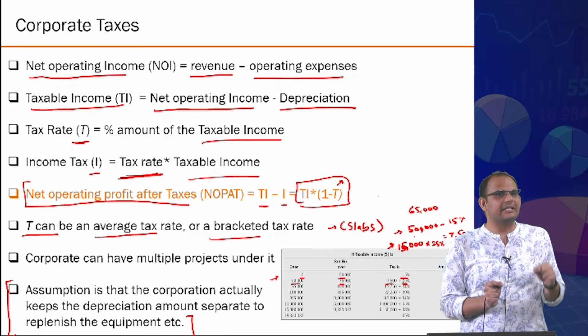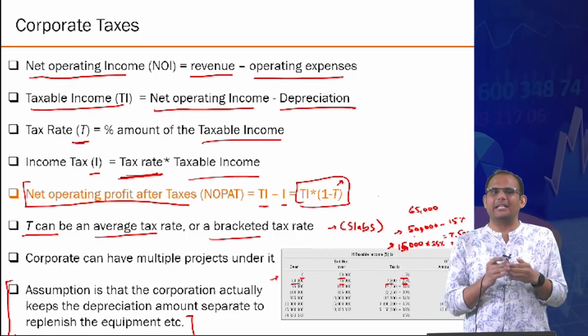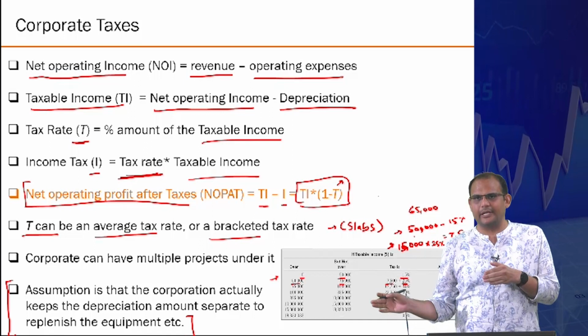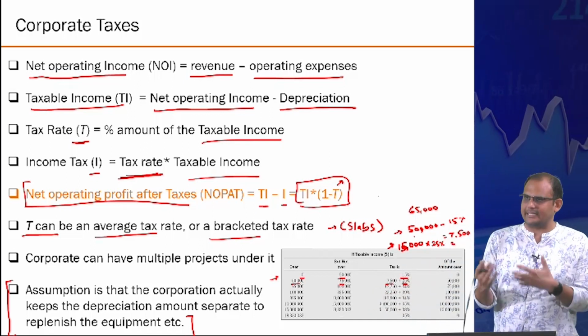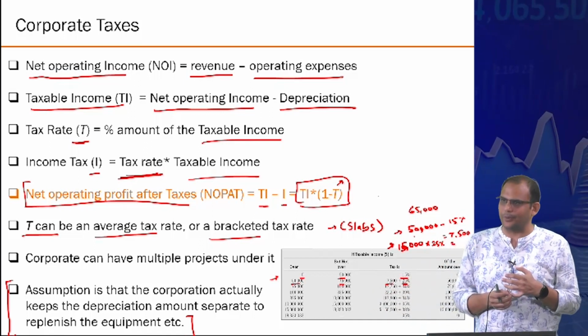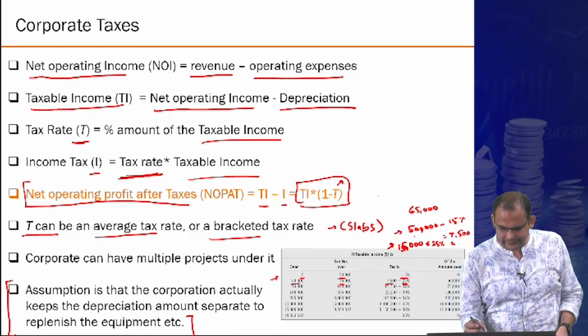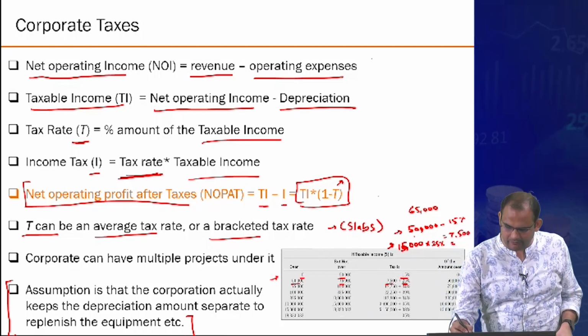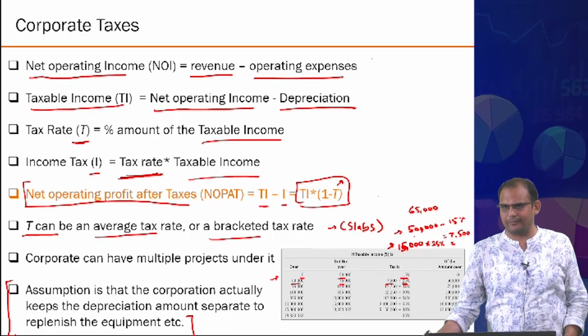Depreciation amount is considered as a real cash flow, money that you have kept aside in order to replenish your asset once the requirement comes. So therefore, this kind of a formula works out, and this is the calculation.